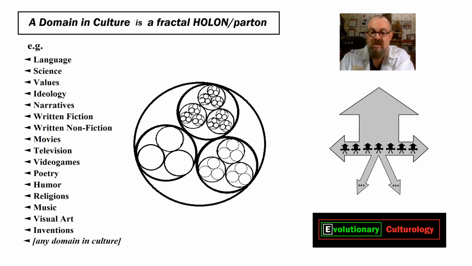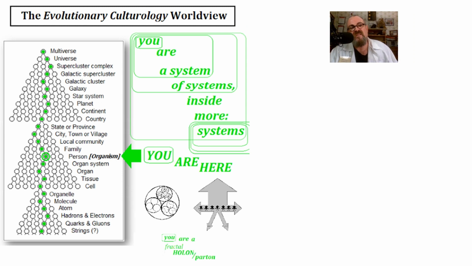And then you have a diagram there of a fractal Holon parton and another diagram of the 3 laws of fractal Holon partons, the 3 directional arrows there, up, sideways and down. And here's the Ev Cult worldview. All units in all domains are structured and function as fractal Holon partons. So from atoms and smaller down to hadrons, electrons, quarks, strings, up to people and planets and universes and even multiverses. So that's the fractal Holon parton Ev Cult worldview, a new meta scientific worldview.